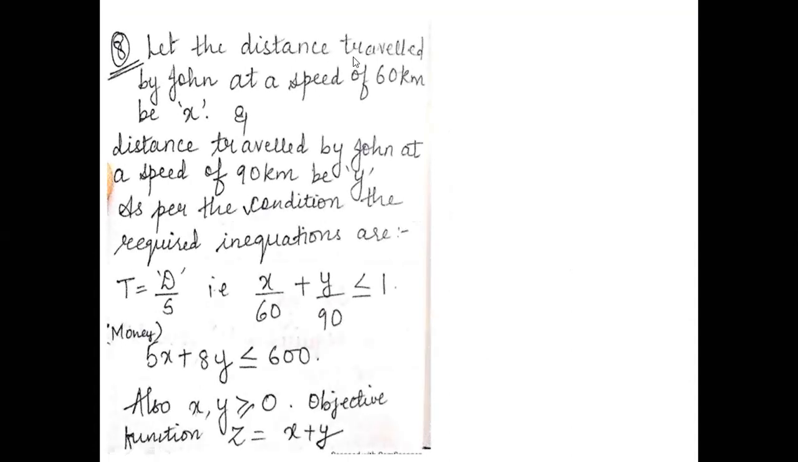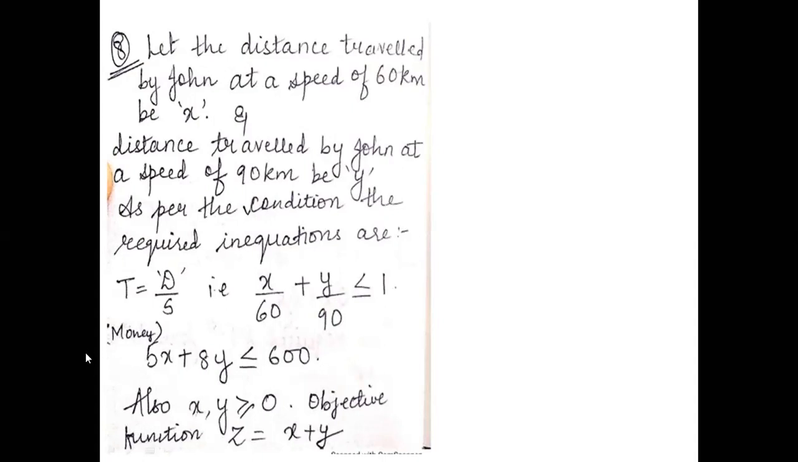Let the distance traveled by John at a speed of 60 km per hour be x and distance traveled by John at a speed of 90 kilometers per hour be y. So as per the condition, the required inequations are, you remember the formula, time is equal to distance upon speed. I told you he'll be covering the maximum distance within an hour. So distance was x at a speed of 60 kilometers per hour. So x upon 60. Distance traveled at 90 kilometers per hour was taken as y. So y upon 90, which is less than or equal to, because maximum 1 hour time he has got. So less than or equal to 1. So 1 means the maximum time.